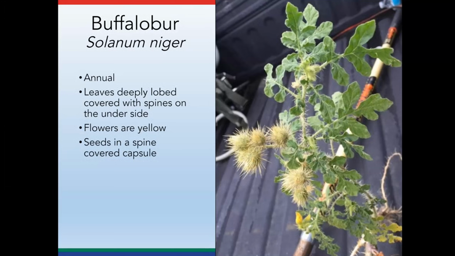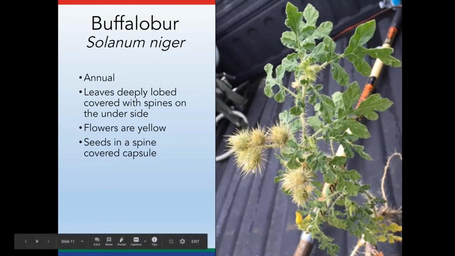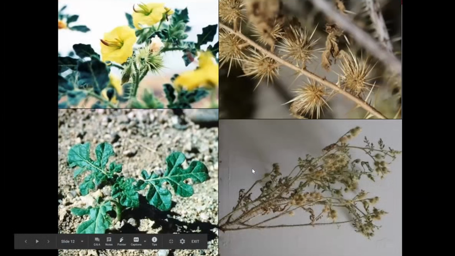The spines are on the stem, on the backside of the leaves, all over the flowering stalk, the pedicel, and the peduncle of the flower as it's growing. The flowers are bright yellow, and the seed has a spine-covered capsule as well. So very spiny. A couple photos of what that looks like.